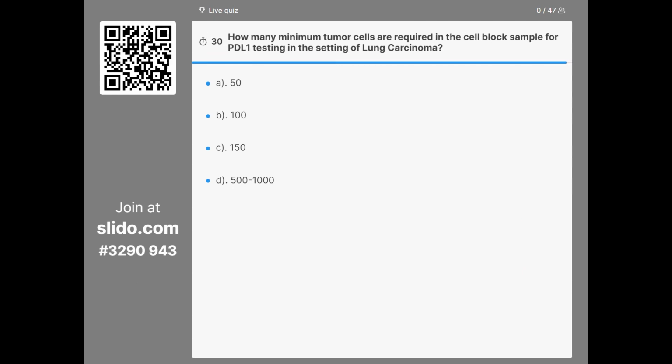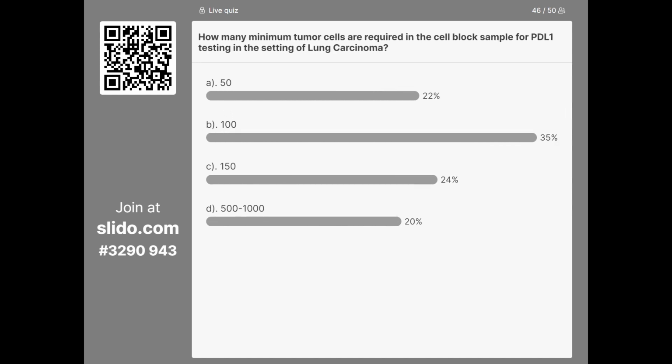So the second question of this talk is, how many minimum tumor cells are required in the cell block sample for PD-L1 testing in the setting of lung carcinoma? And your options are 50, 100, 150, 500 to 1,000. Yes, one third of you have correctly answered. It is around 100 cells minimum that are required for PD-L1 testing.